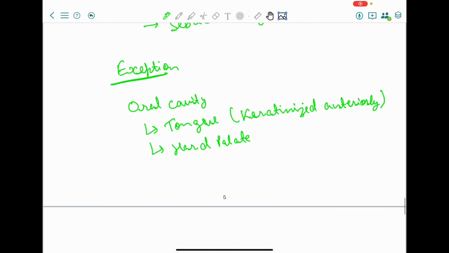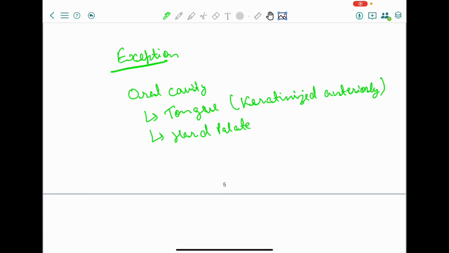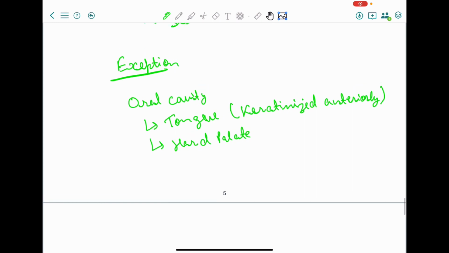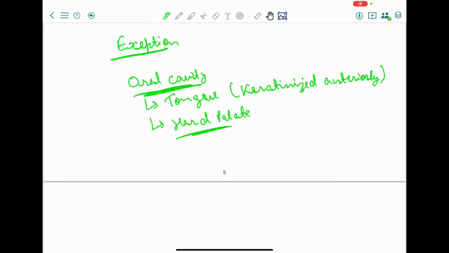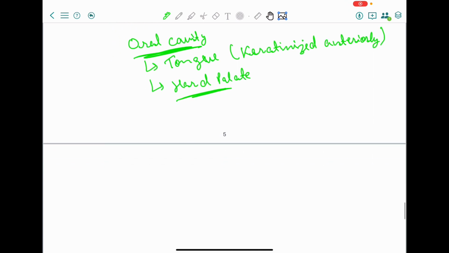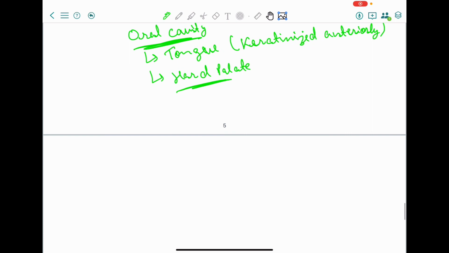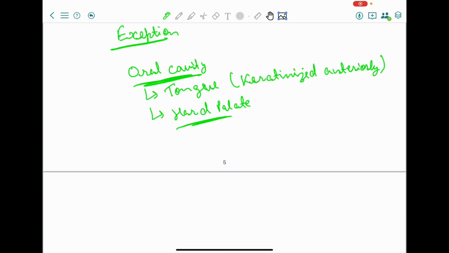Actually, body tubes do not have keratin due to the wet mucosa, except the hard palate and the oral cavity. Keratin is only present at dry surfaces. Keratin is not present at wet surfaces, but the only exception is the tongue. The tongue is a wet surface, yet it is keratinized anteriorly, and so is the hard palate, at some points.